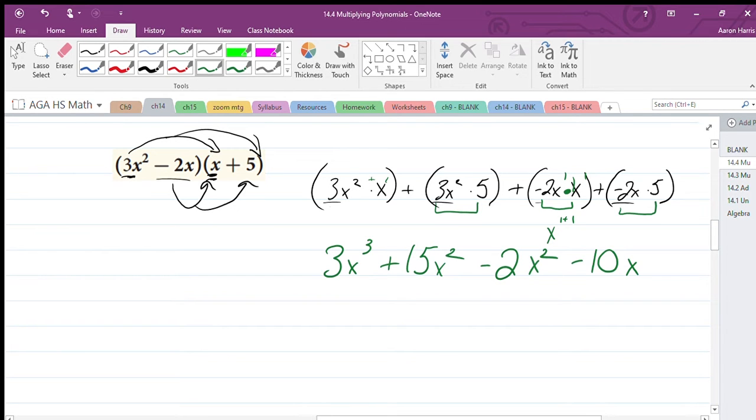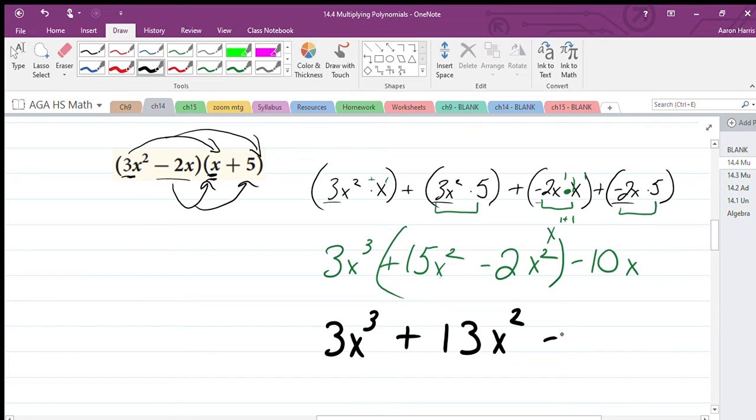But look here. These two in the middle have x's and the same power. So I can add them. I can combine like terms. So 3x cubed, nothing happened. 15 minus 2 is what? A positive 13. I'm adding and subtracting. Do I do anything with the powers? No. Keep it the same. And then negative 10x. So my final answer is 3x cubed plus 13x squared minus 10x.